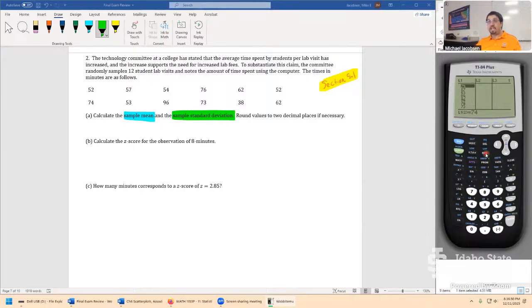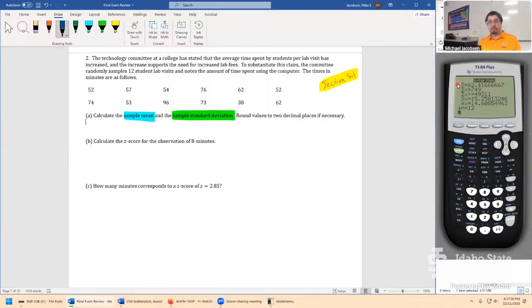Next step, after you have the data in, whether it's regression analysis like we just did or summary statistics, hit the stat key, go over to calculate. But this time it's option 1 for one variable statistics. L1 should appear here, then just jam the enter key a bunch. And these are the values we should be getting. It says round values to 2 decimal places for these data. Does it look okay to folks so far?